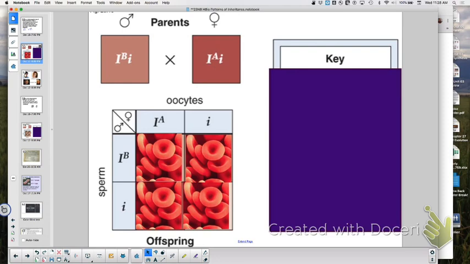Did you do that? Okay, so let's take a look at how this would play out. The genotype would be big IA, big IB. That's the genotype right there. What would be the phenotype of this blood? AB. Okay? So genotype is big IA, big IB. Phenotype is AB. So do that for the rest of them. This should answer your question.